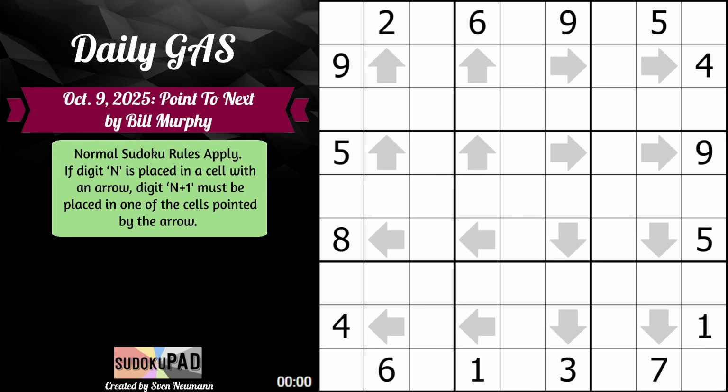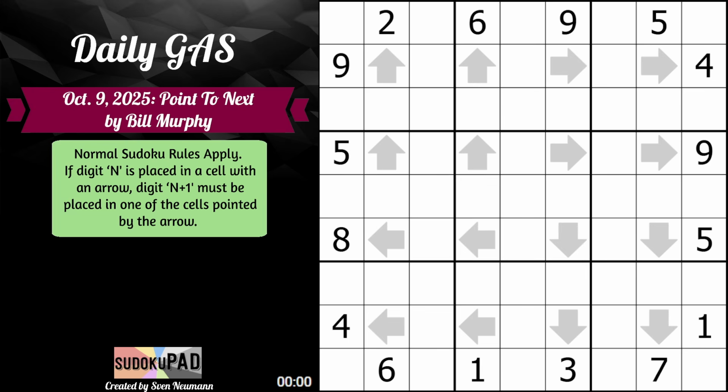Normal Sudoku rules apply. If a digit n is placed in a cell with an arrow, digit n plus 1 must be placed in one of the cells pointed to by the arrow. So, what does that mean?